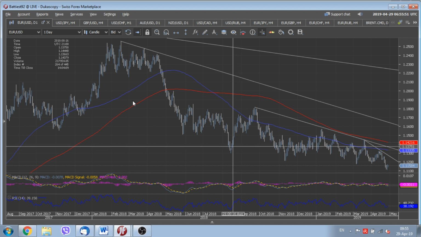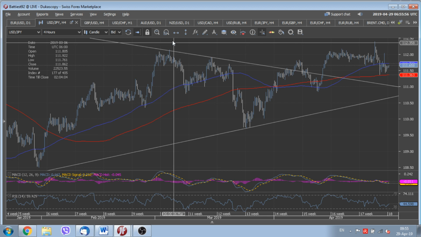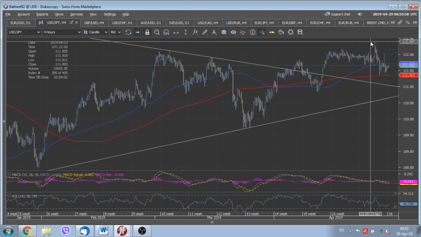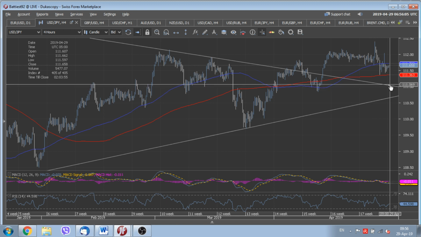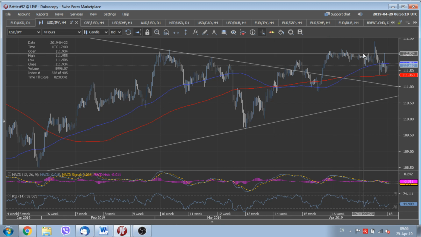Dollar yen, after a small impulse higher during the previous trading week to the new highs of the year of 112.39, is now trading around 111.65. We were taken out from our short position in the dollar yen, but anyway we resold the pair on the move after the United States gross domestic product data on the move above 112.